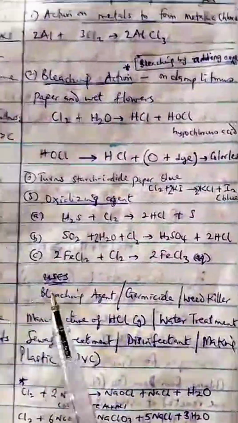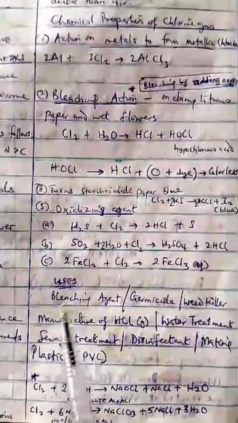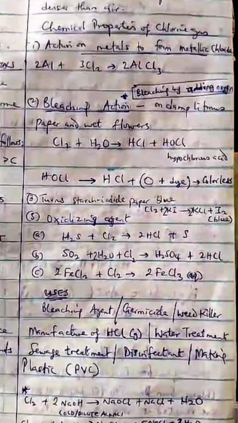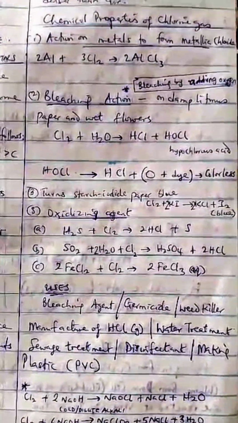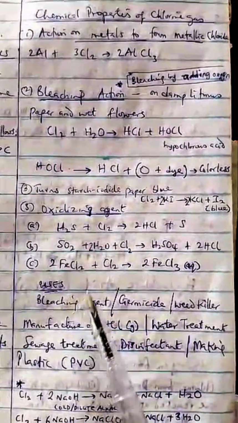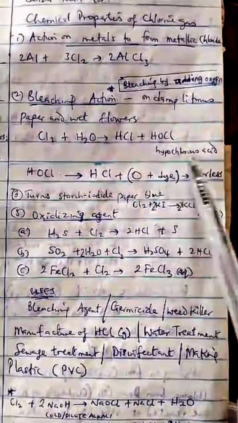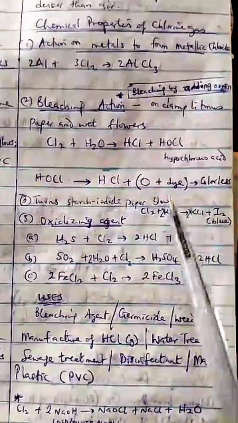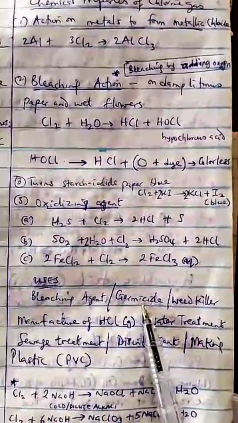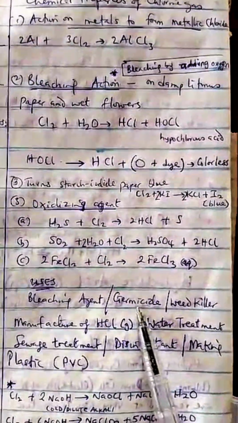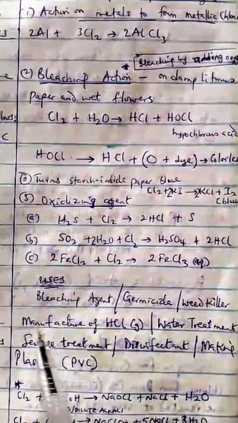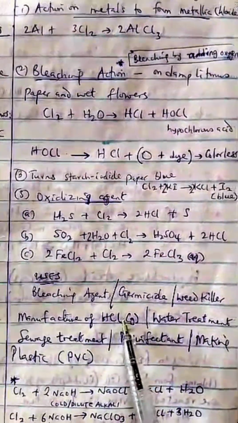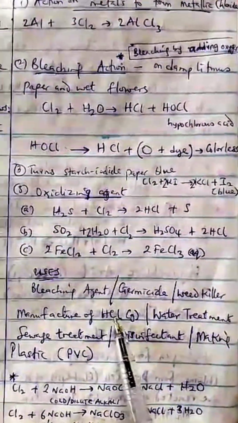Now let's look at the uses of chlorine. We've seen that it's a bleaching agent, decolorizing certain substances using its hypochlorous acid. It's a germicide, meaning it kills bacteria or germs. It's a weed killer. It's also used in the manufacture of hydrogen chloride gas.